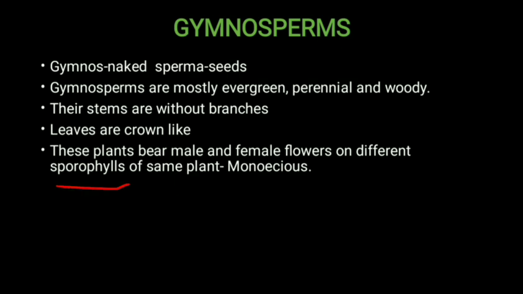Hence they are termed as monoecious. This term is new for you, that is monoecious. Monoecious means what? When male and female flowers are on the same plant, they are termed as monoecious. The example of a monoecious plant is the maize plant.